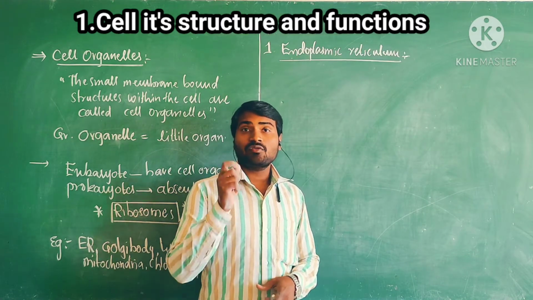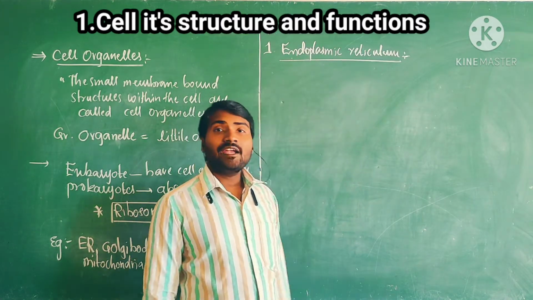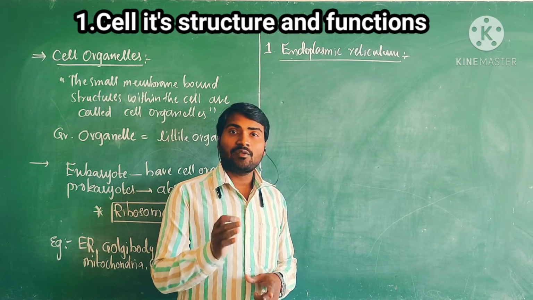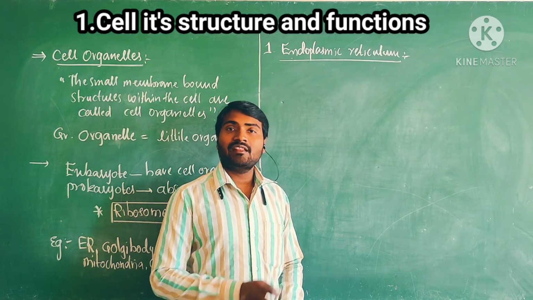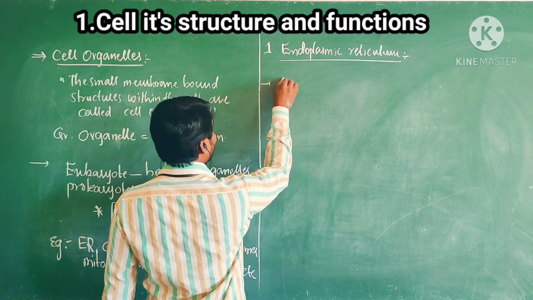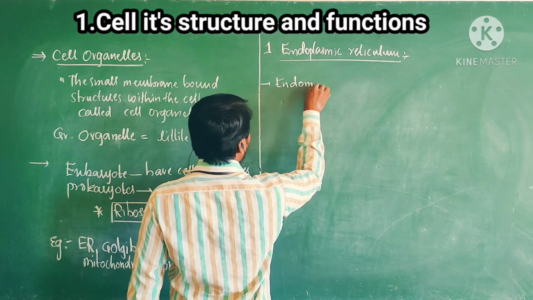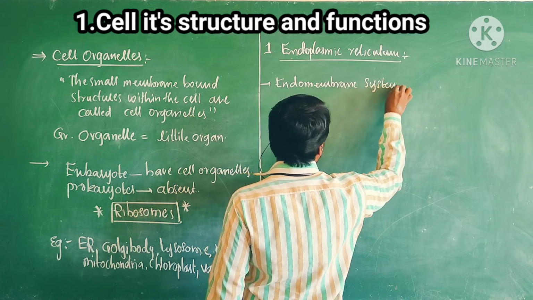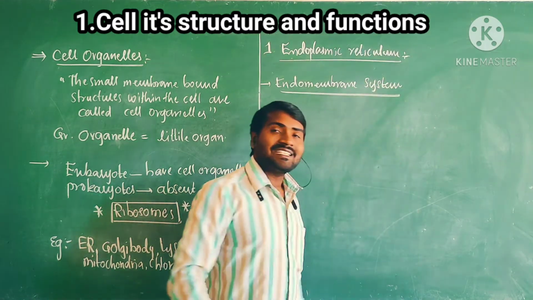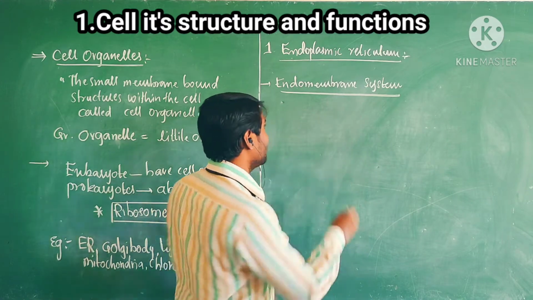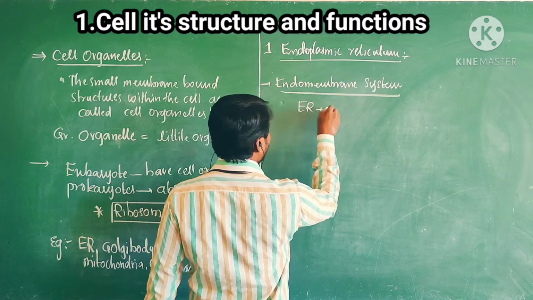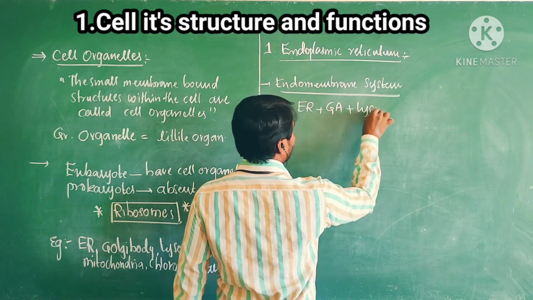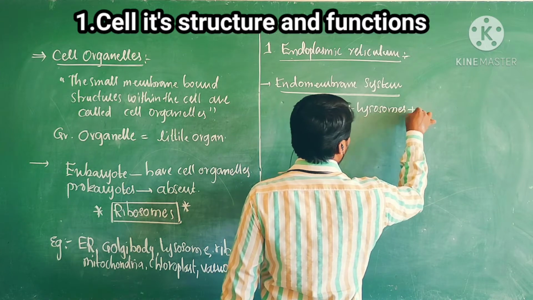Let us discuss one important cell organelle, that is endoplasmic reticulum. Before going to discuss this endoplasmic reticulum, there is one more term given in most of the books, that is the endomembrane system. The endomembrane system is formed by the endoplasmic reticulum and Golgi apparatus or Golgi body, lysosomes plus vacuole.